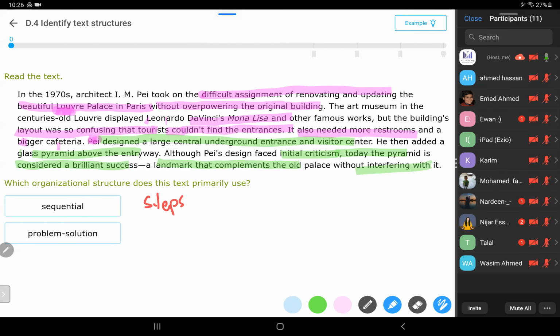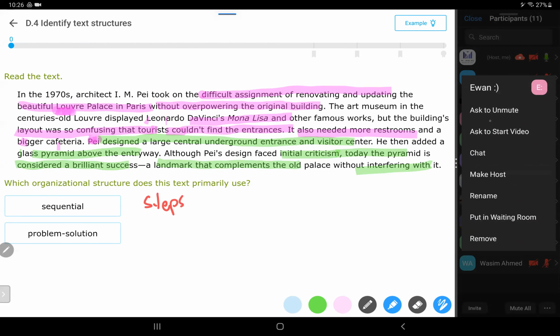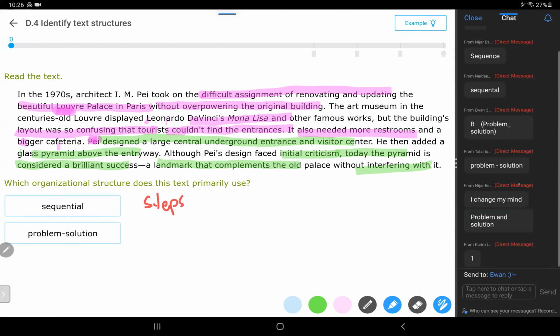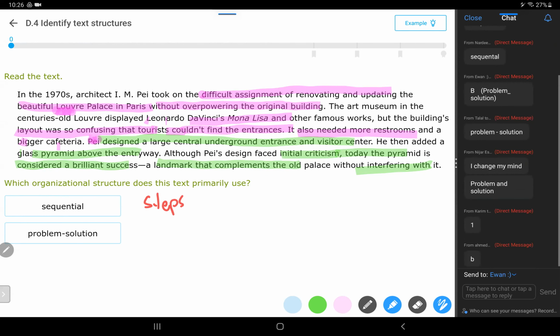So I see the answer is very clear. Some of you already answered, but I haven't. Still, we have Wasim, Nadia, Karim, Edzio, Ahmed, and Ahmed. So what kind of order is he discussing? Amazing, good job. Most of you got it right.